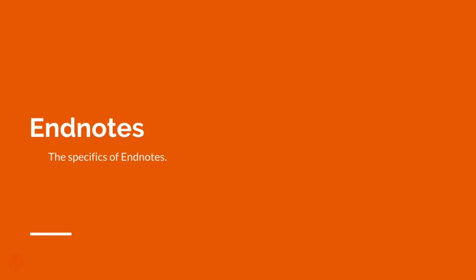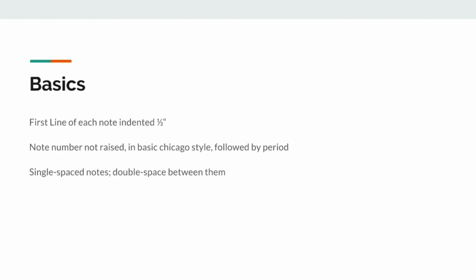For endnotes, they follow the format that you saw before, but they are placed at the end of all your writing. The first line will be indented a half an inch. The note number is not raised in Chicago style, and it is followed by a period, so exactly as you saw in the examples. The notes themselves are going to be single-spaced, but they have a double space in between each individual note.